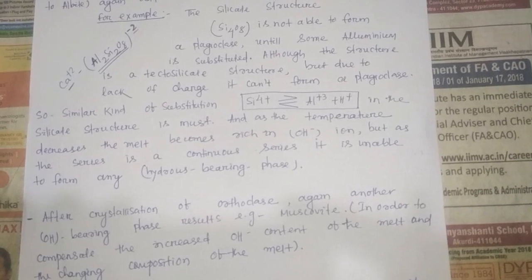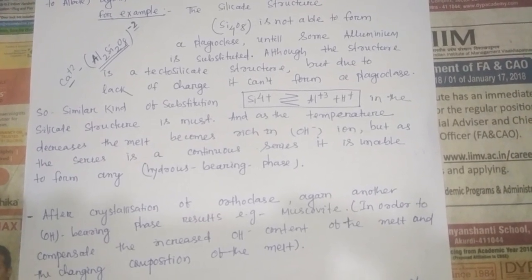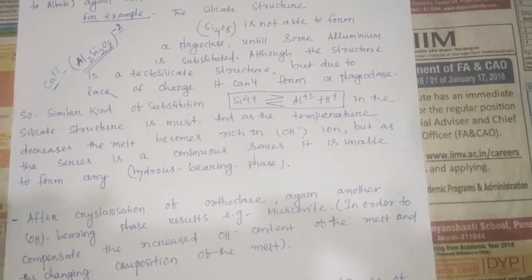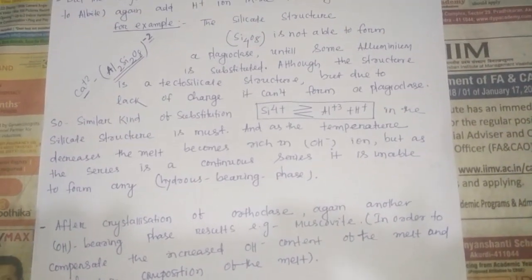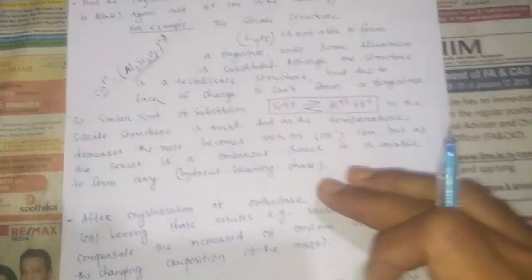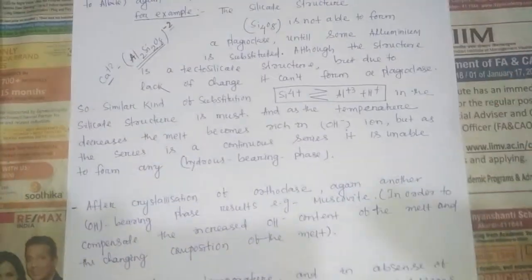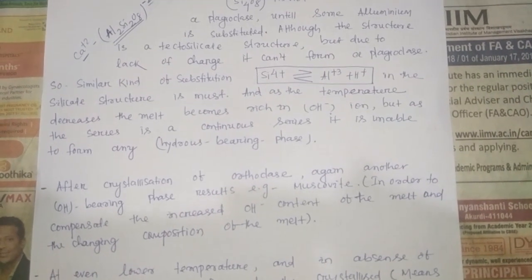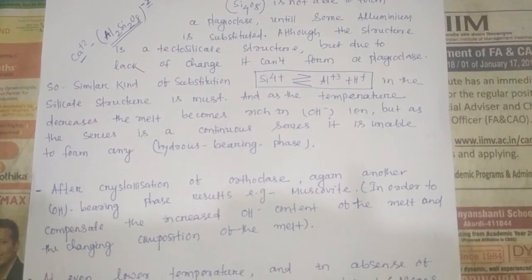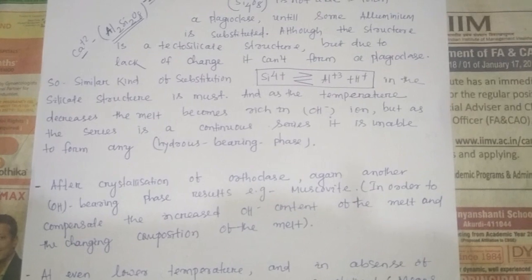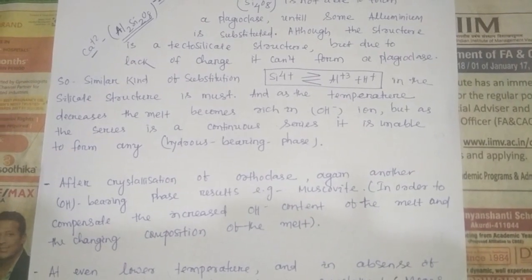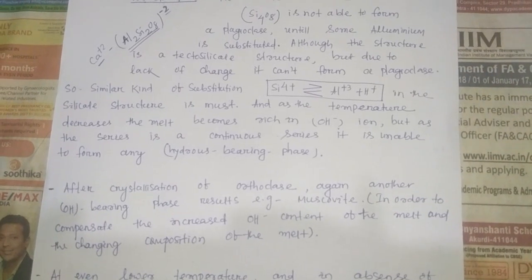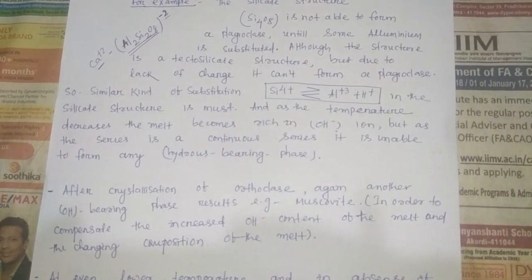And as the temperature decreases, the melt becomes rich in OH- ion, but as the series is a continuous series, it is unable to form any kind of hydrous phase. So first we have non-hydrous minerals, that is olivine and enstatite, and after that we have hydrous minerals, that is amphibole and biotite, and again we have some anhydrous mineral like orthoclase, and again some hydrous mineral like muscovite. So after the crystallization of muscovite, the OH- ion in the melt again increases.